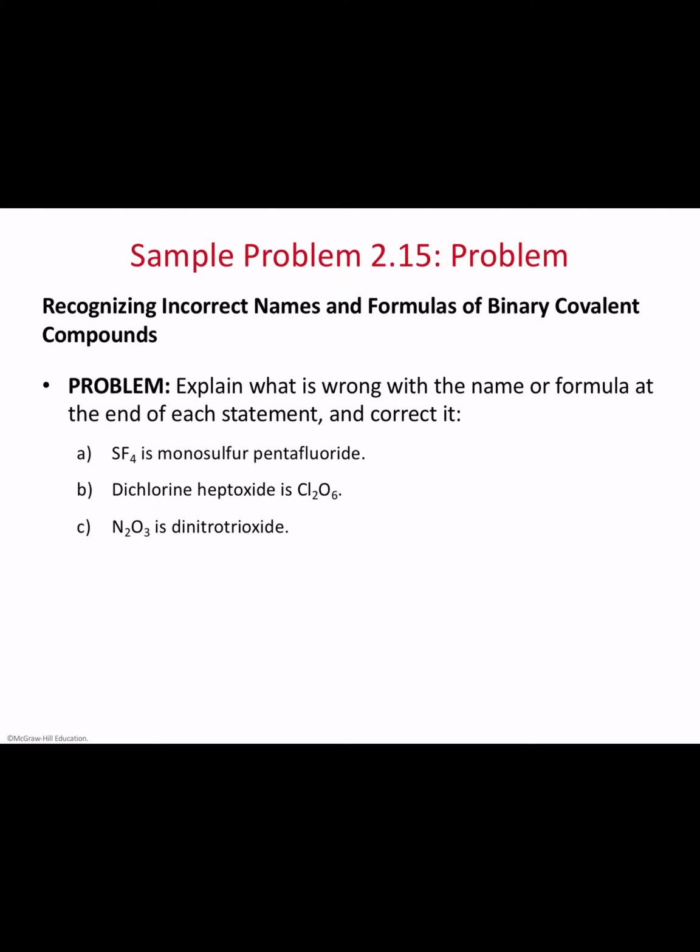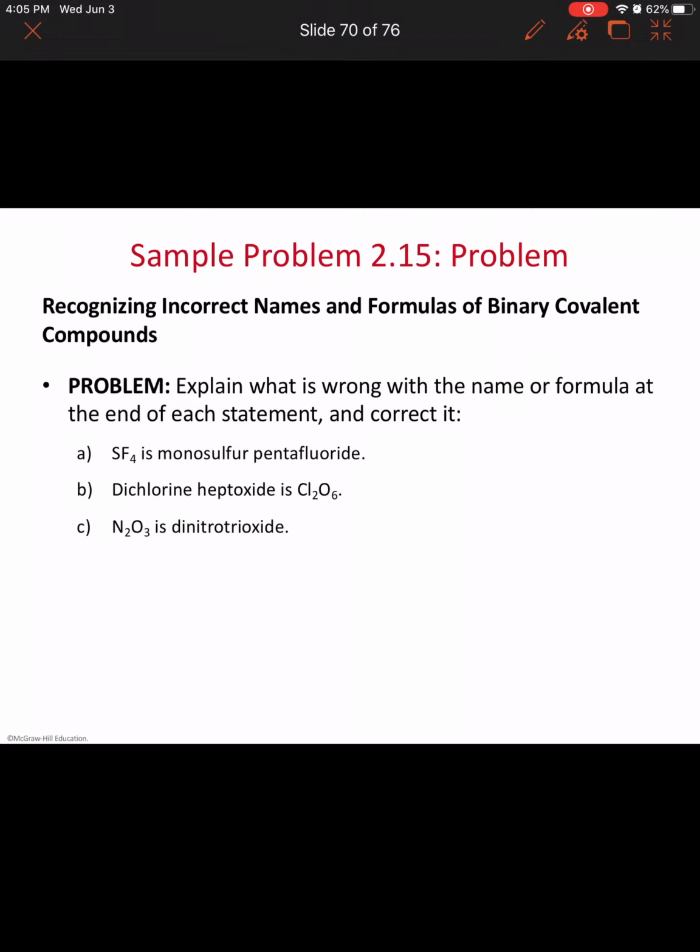Recognizing incorrect names and formulas of binary covalent compounds. Explain what's wrong with the name or formula at the end of each statement and correct it. Now, SF4 is monosulfur pentafluoride. What's wrong with this one?